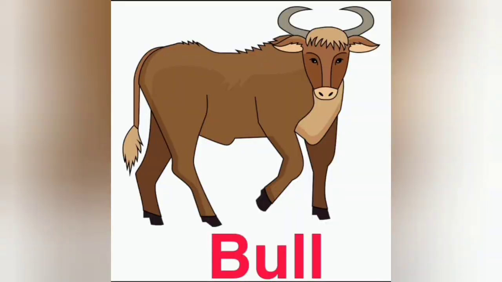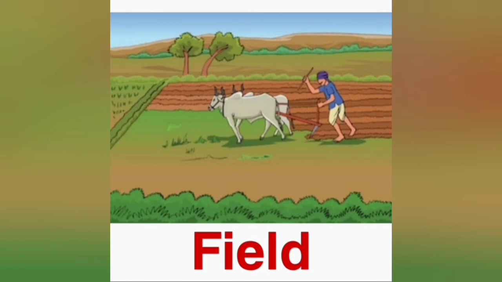This is a bull and it is a farm animal. They help farmers in plowing their field. Bulls are much stronger than cows. They have thicker bones and larger feet. Wow, so many animals do so many things for us, children. That was a wonderful clip to watch.